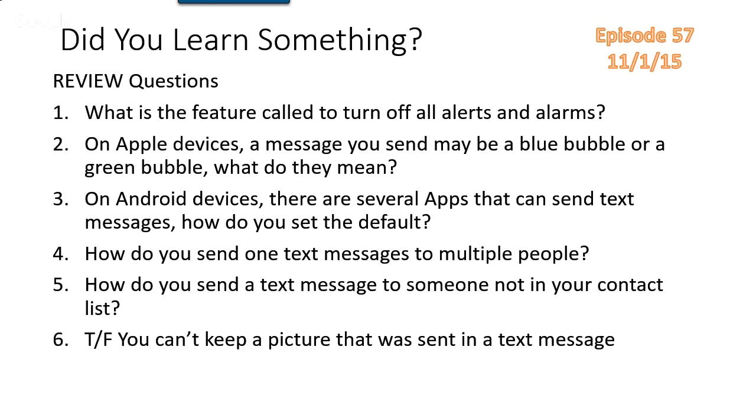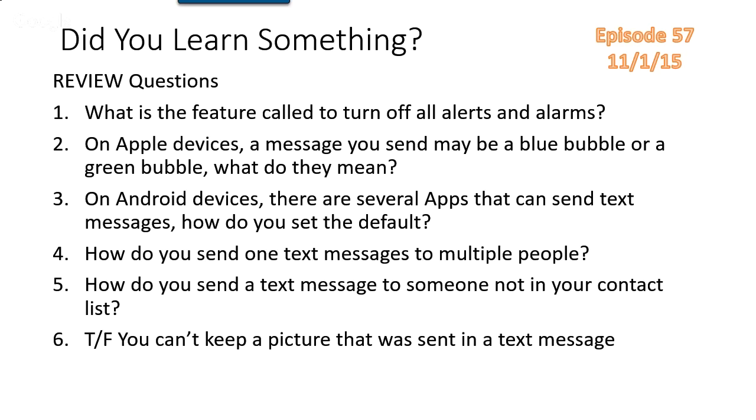Did you learn something? What is the feature called to turn off all alerts and alarms? Do not disturb. Definitely all Apple devices have it, and lots of Android devices now have it. Okay. On Apple devices, a message you send may be a blue bubble or a green bubble. What do they mean? A blue bubble means that you are communicating with another Apple device, and it is going outside of your SMS text messaging. It is not using the text messages of your plan. Okay. A green bubble means you are communicating with a non-Apple device.